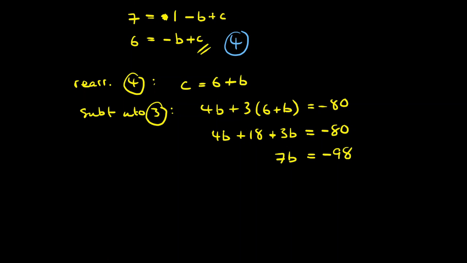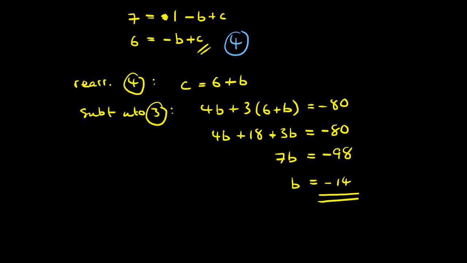And is that going to be divisible? I think it probably will be. If I take 98 and divide it by 7, what will I get? Well, 70 divided by 7 is 10. I've got a remainder of 28. 28 divided by 7 is 4. So b will equal -14.